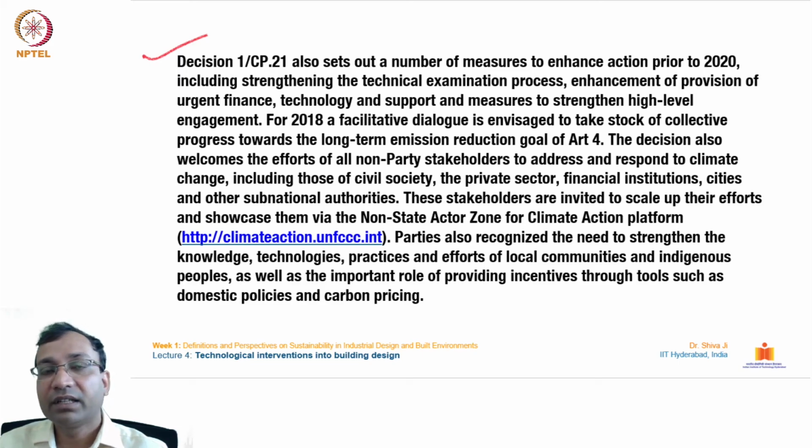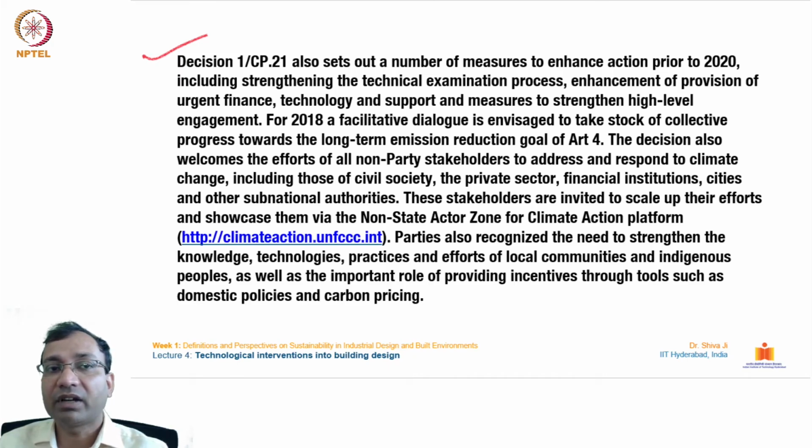Further, we have Decision 1/CP.21. It also sets out a number of measures to enhance action prior to 2020, including strengthening the technical examination process, enhancement of provision of urgent finance, technology and support, and measures to strengthen high-level engagement. For 2018, a facilitative dialogue is envisaged to take stock of collective progress towards the long-term emission reduction goal of Article 4. The decision also welcomes the efforts of all non-party stakeholders to address and respond to climate change, including those of civil society, the private sector, financial institutions, cities, and other subnational authorities.